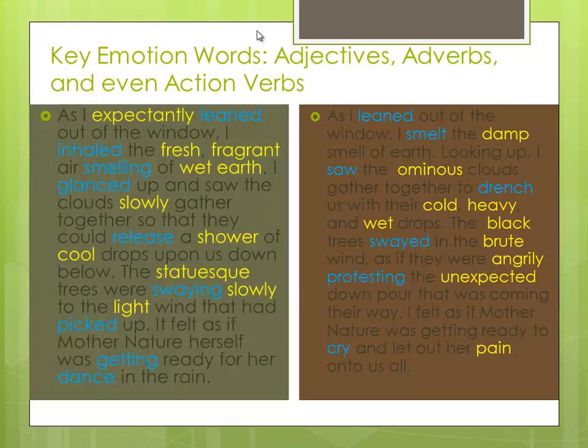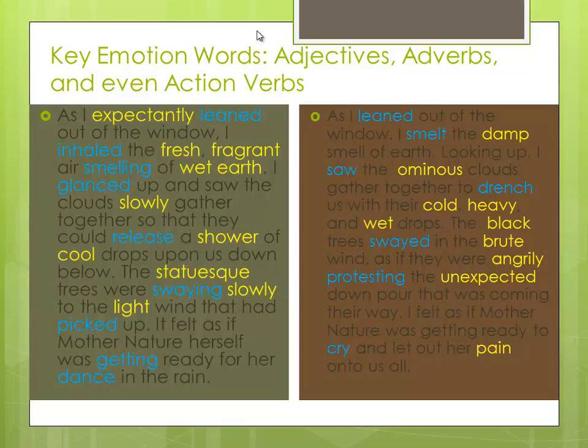The black tree swayed in the brute wind. That's somewhat aggressive. Versus the statuesque trees were swaying slowly to the light wind that had picked up. Again, calm and peaceful. And then the wind was angrily protesting the unexpected downpour that was coming their way. Other end, B, again, aggressive, angry.